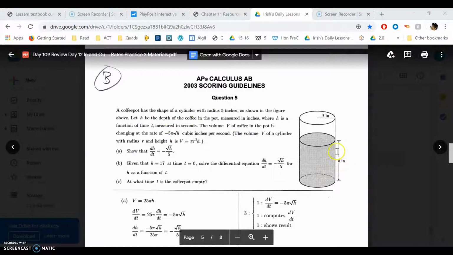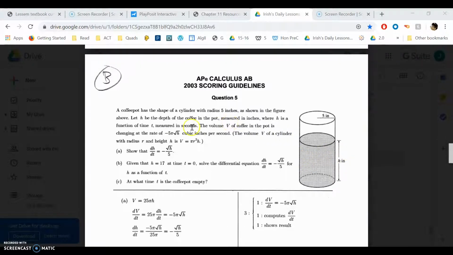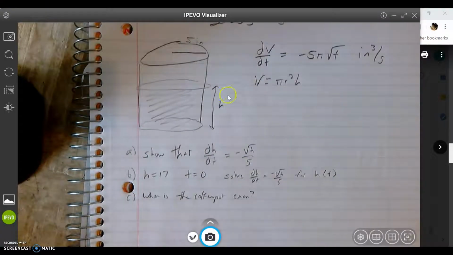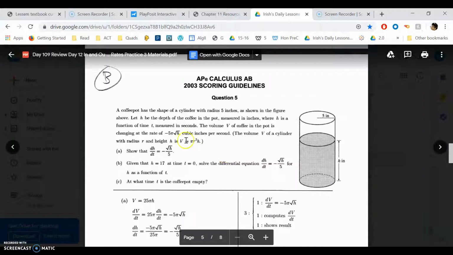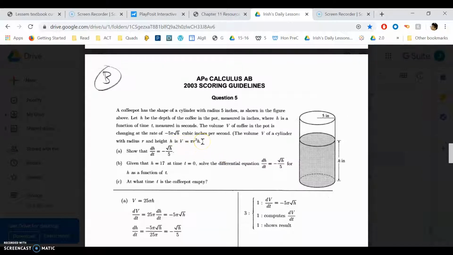So here's the coffee. There's H, measured in inches, okay? Where H is a function of time, T, measured in seconds. The volume V of the coffee in the pot changes at a rate of -5 pi radical H cubic inches per second. So that's dV/dt. I wrote that right here. Here's my nice picture, and here's dV/dt, so that's how the volume is changing over time. For the information they give me, volume equals pi r squared h. Good, so they give it to you this time.